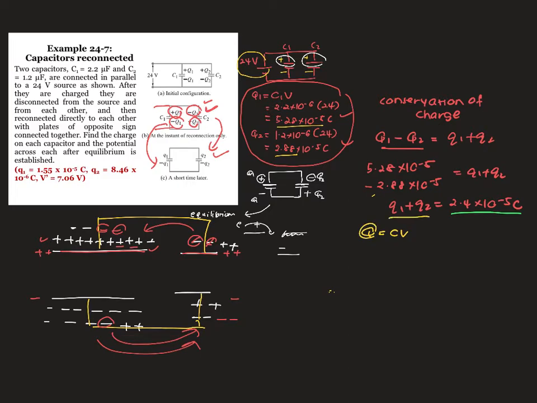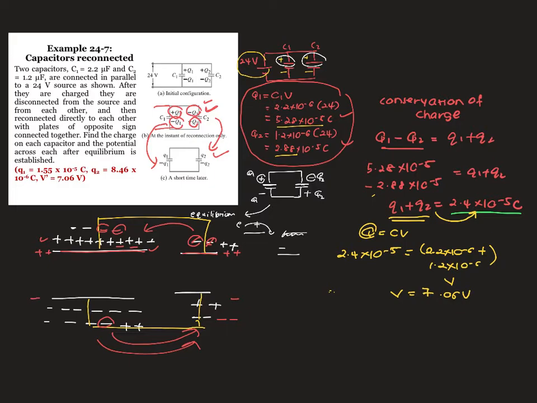This Q is basically the combination of both, which means the net charge is going to be 2.4 × 10^-5 coulomb. C is the combination of both capacitances because it's parallel, so you just add up. So we get 2.2 × 10^-6 plus 1.2 × 10^-6. And V: here you get your potential difference for each capacitor after reconnection and after equilibrium is established. You are going to get 7.06 volt.